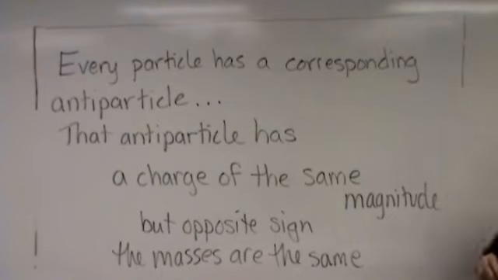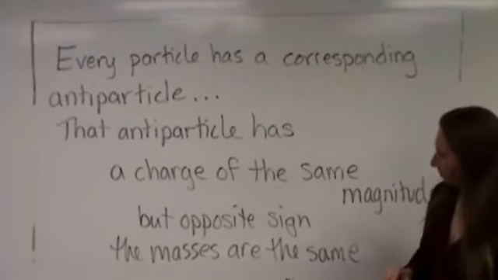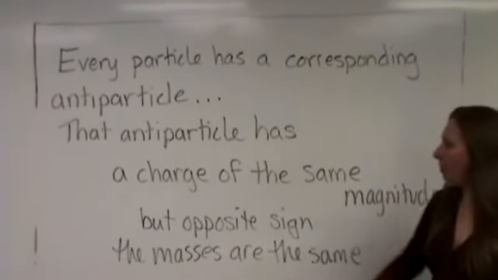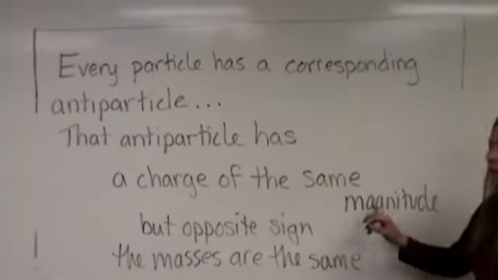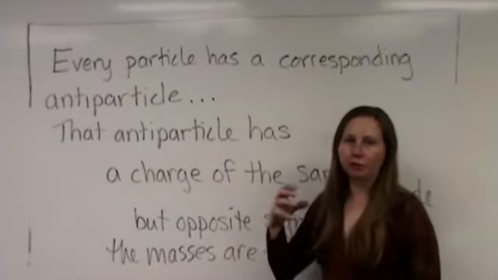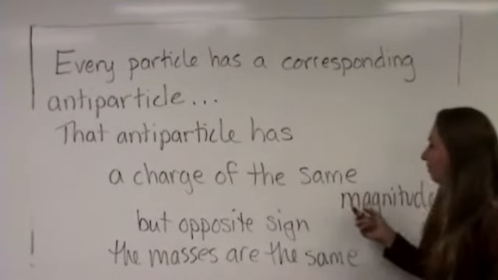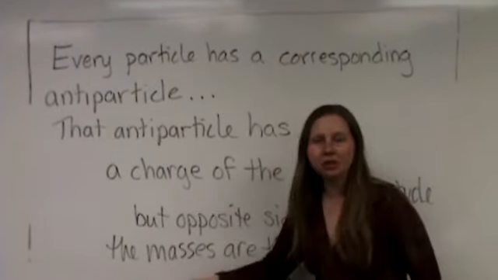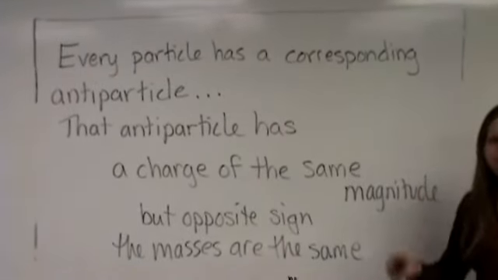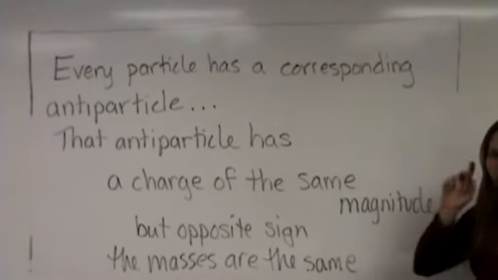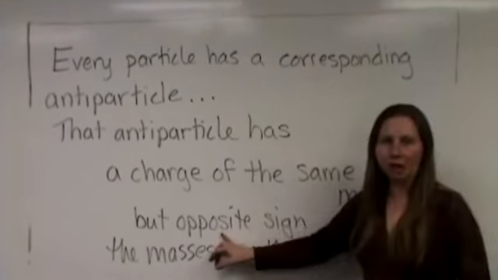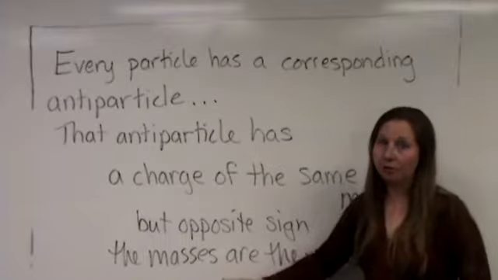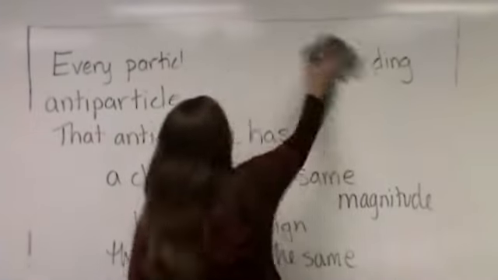All right, so what do we got here? We've got a particle and the antiparticle. The antiparticle's charge is the same number, but opposite sign. So if the particle is +1, then the antiparticle is -1. The masses of the particle and its antiparticle are the same. So the charge, same number, opposite sign. The masses are exactly the same. There's no such thing as negative mass. Okay? So here we go. Let's look at some examples.